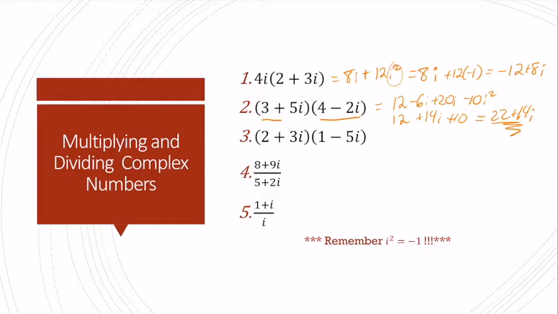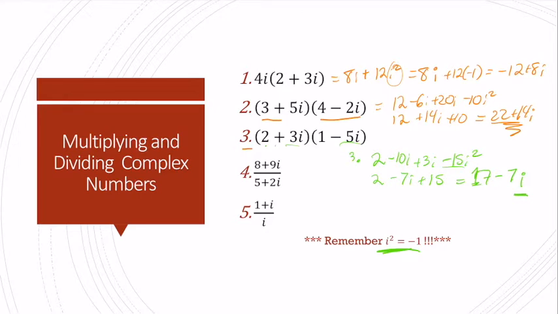This next example, we'll do number 3. I'm going to switch colors. 2 times 1 is 2. 2 times negative 5 is a negative 10i, plus 3i minus 15i squared. That gives me 2 minus 7i plus 15. So I've got final answer 17 minus 7i. So we're always just going to make sure we only have one i left. We want to combine like terms.